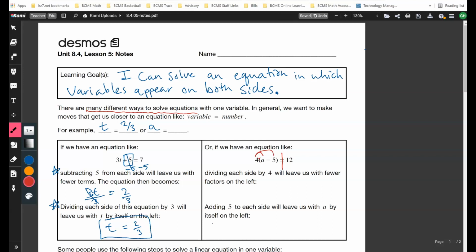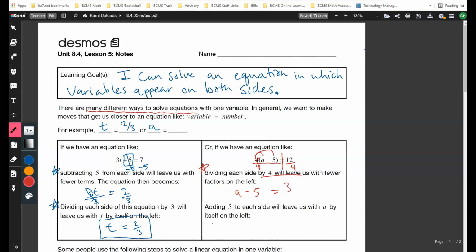But if I look at the number that's factored here that I'm multiplying, and I look at the other value on the other side, we could actually do a step of division here. So if I divide each side by 4, to eliminate the multiplication step here, and I divide 12 by 4, that's going to leave us with fewer factors on the left. That's going to leave us with less pieces. So if I divide by 4, all I'm left with is that a - 5, because that was what I was going to multiply by 4. And then that's equal to 3.